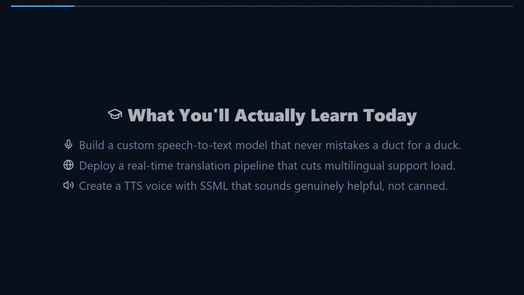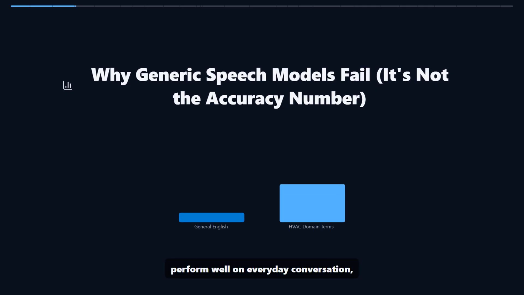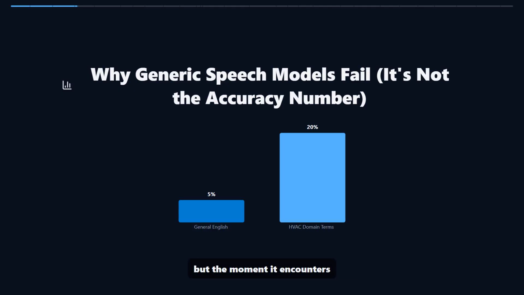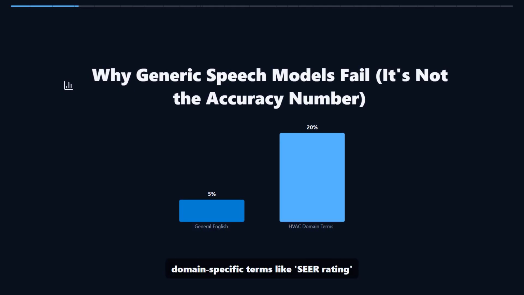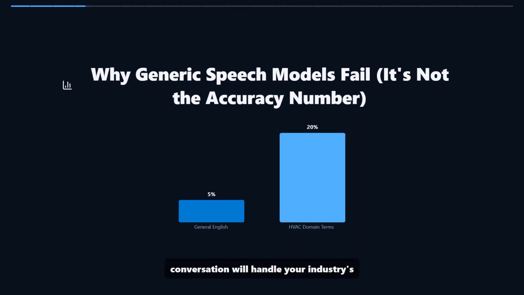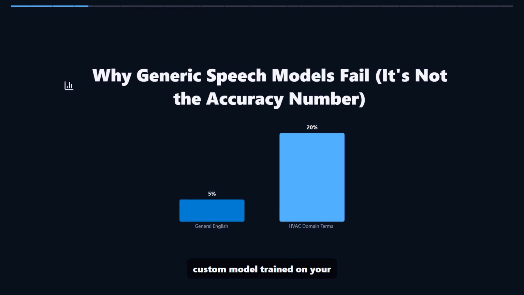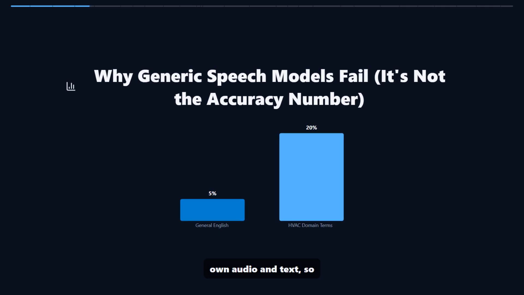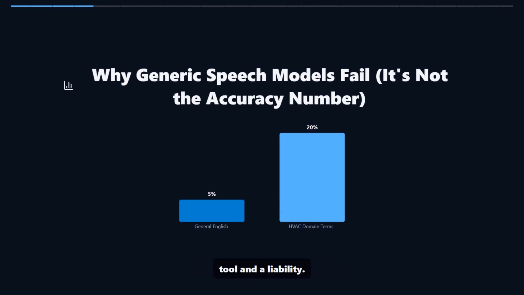Let's jump in. A generic speech model may perform well on everyday conversation, but the moment it encounters domain-specific terms like SEER rating or duct, the error rate spikes. That's not a minor hiccup. It derails production workflows. The common mistake: assuming a model trained on general conversation will handle your industry's jargon. The fix is a custom model trained on your own audio and text, so it learns exactly the words and phrases you use. That's the difference between a useful tool and a liability.